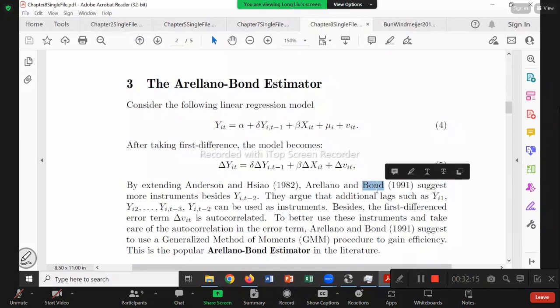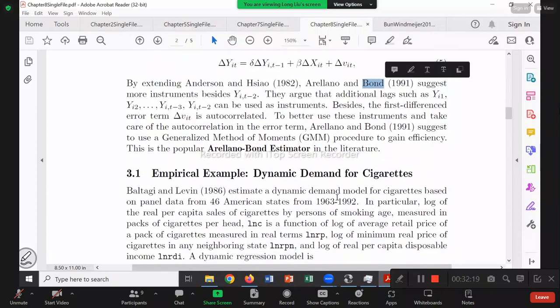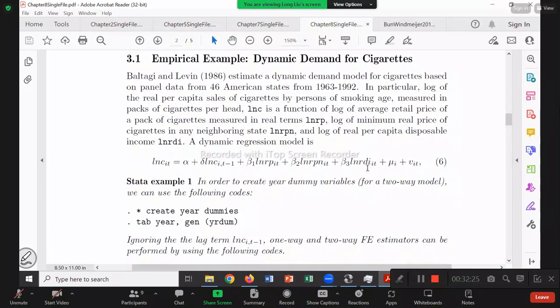So the Arellano Bond estimator. I'll show you an application. I directly use a PDF to show you the application. The Stata do files are on Canvas. You can download and try. Very, very simple. So in this application, we're going to replicate this regression.